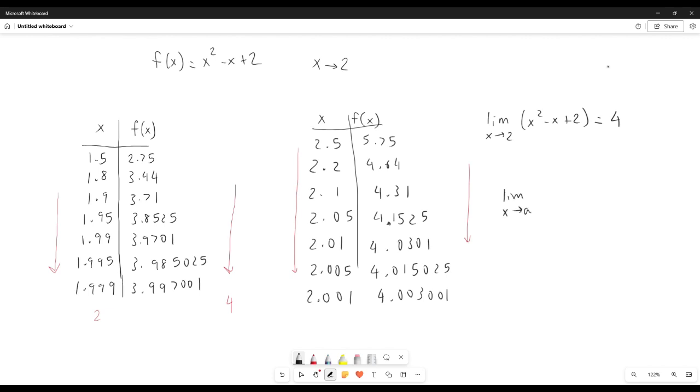In general, we can use the following notation. The limit of f of x as x approaches a equals L. This means that we can make the values of f of x arbitrarily close to L by taking x to be sufficiently close to a, but not equal to a. So, as x gets closer and closer to the number a from either side, but not equal to a, f of x will get closer and closer to a number L.